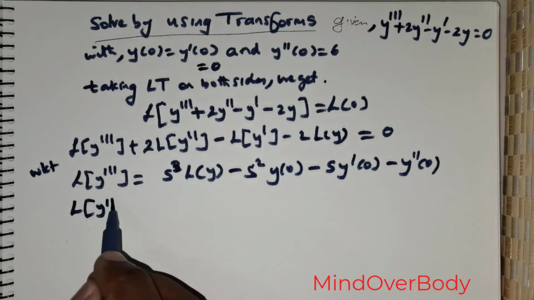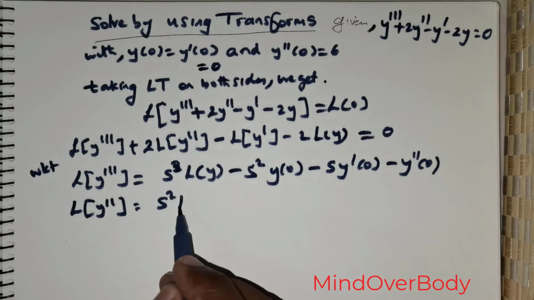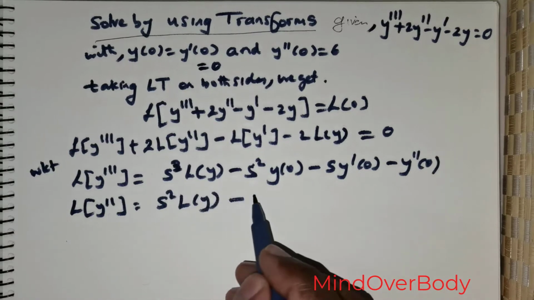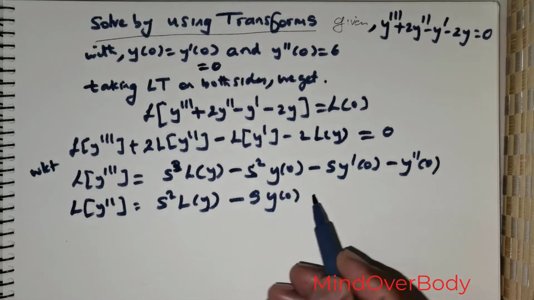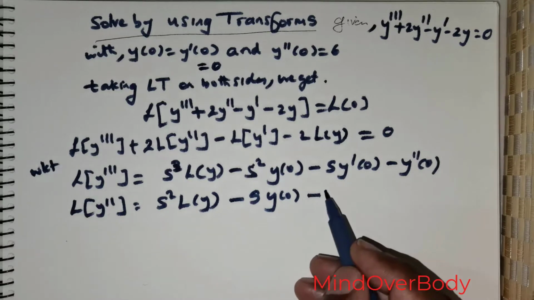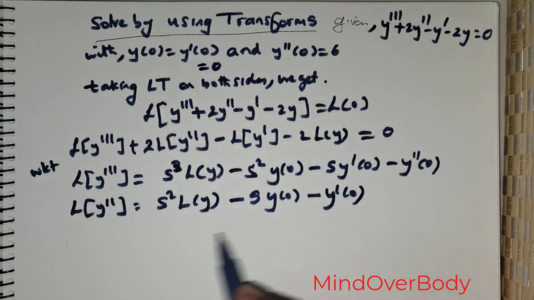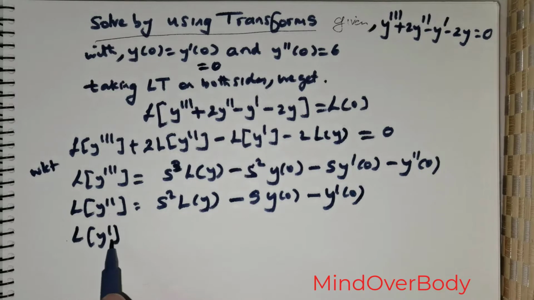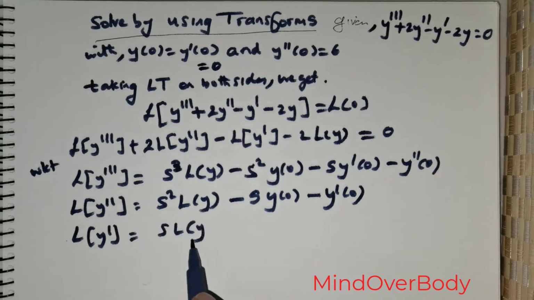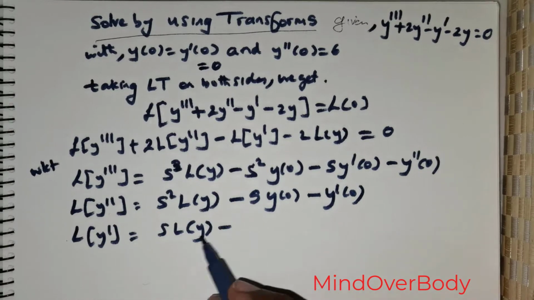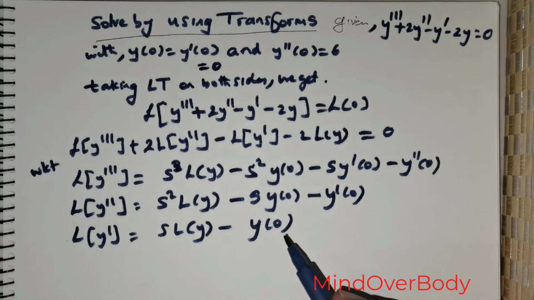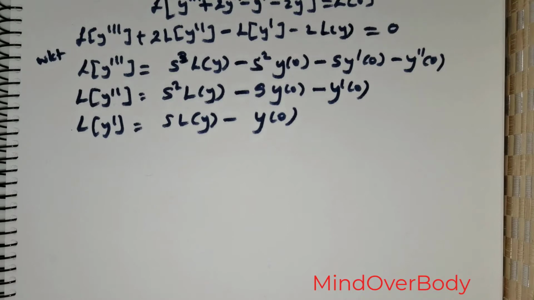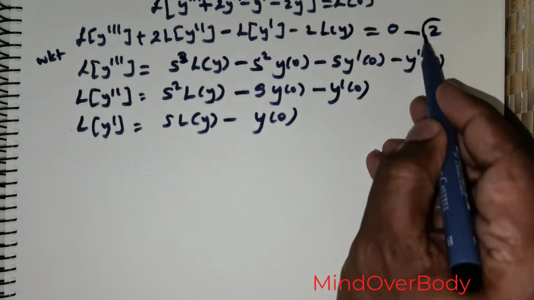L of y double dash is going to be s squared of L of y negative s of y of 0 negative y dash of 0. Now L of y dash is s L of y negative y of 0. So these are the formulae we have already come across. So what we will do is we will use these formulas in 2.